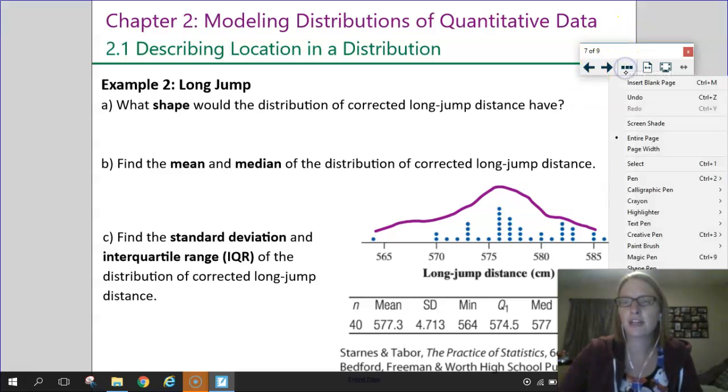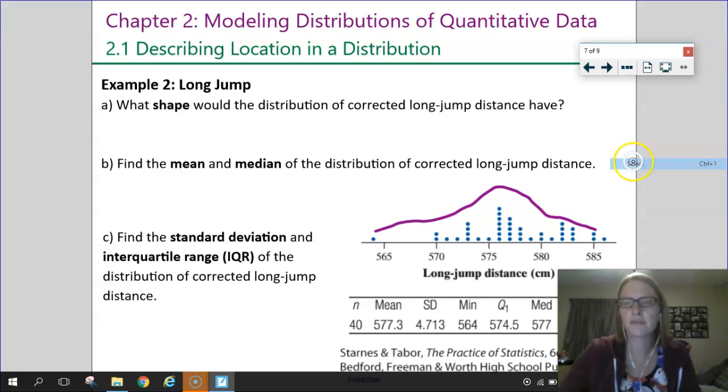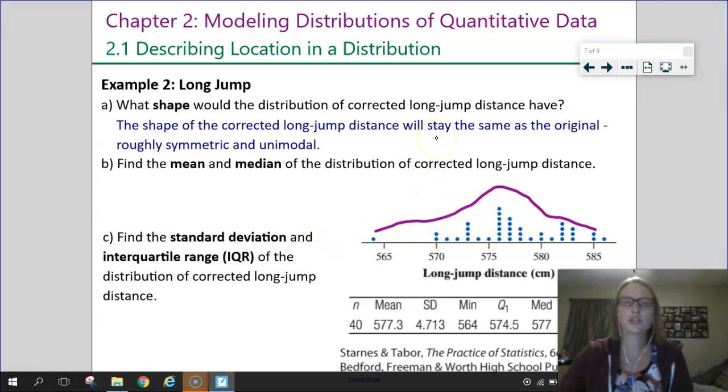There aren't any obvious tails or outliers. That means that the corrected long jump just shifted down by 20 would have the exact same shape. So the shape will stay as the original, roughly symmetric and unimodal. Now let's take a look at the mean and the median.